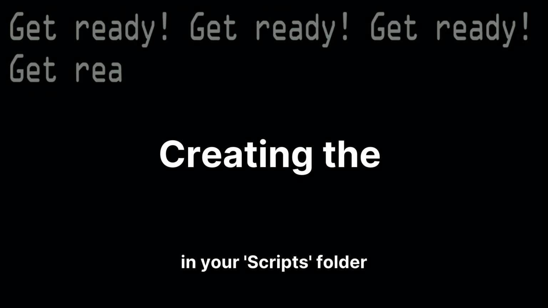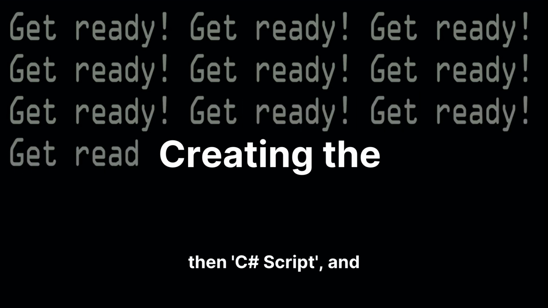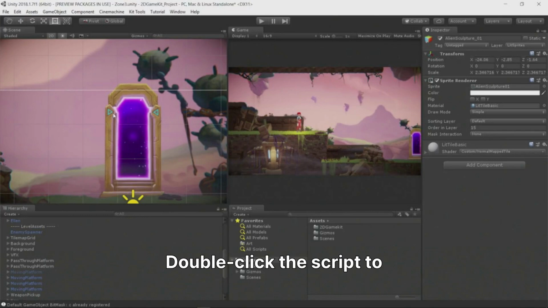C# is the primary scripting language for Unity, enabling us to define game logic, interactions, and system behaviors. To begin scripting, right-click in your Scripts folder in Unity, select Create, then C# script, and name it PlayerController. Double-click the script to open it in Visual Studio. Here, we'll write our C# code.